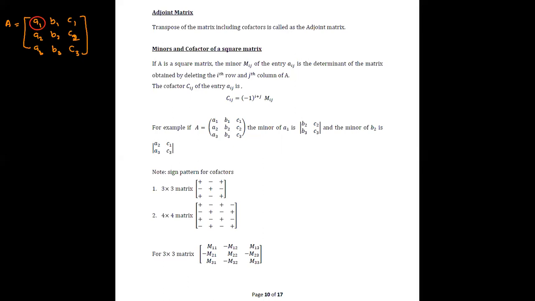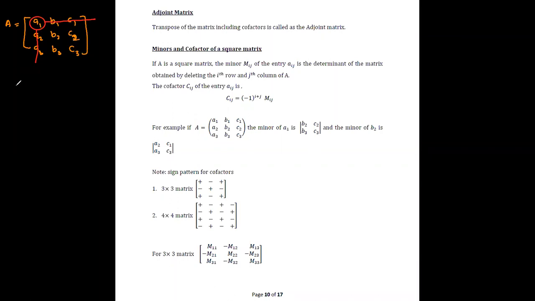If you have considered this element as A1, now what you have to do is to obtain the minor associated with this A1. You have to first cut down the row and column associated with this given value. Then you can see that the remaining part is B2, C2, B3, C3. Then you have to take the determinant of this quantity.